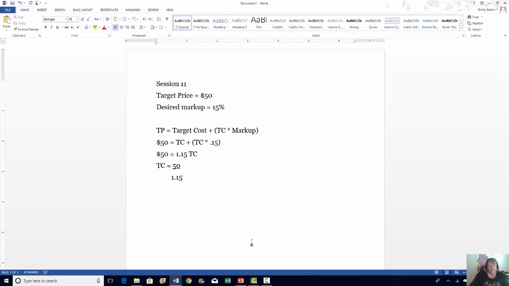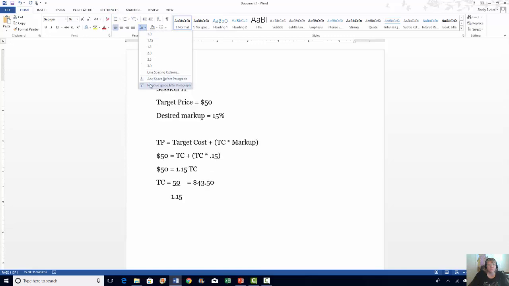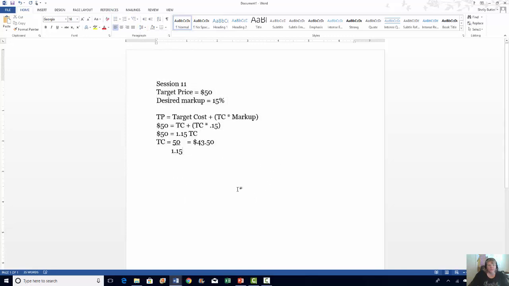1.15. And we're going to get a target price. I need to take my lines, my extra spaces out of here too. Okay, so when you do the math, you're going to get $43.50 as your target price. I am going to, no, this one here. And we're going to do that. And I'm going to take my extra spaces out so that it's a little easier to see.